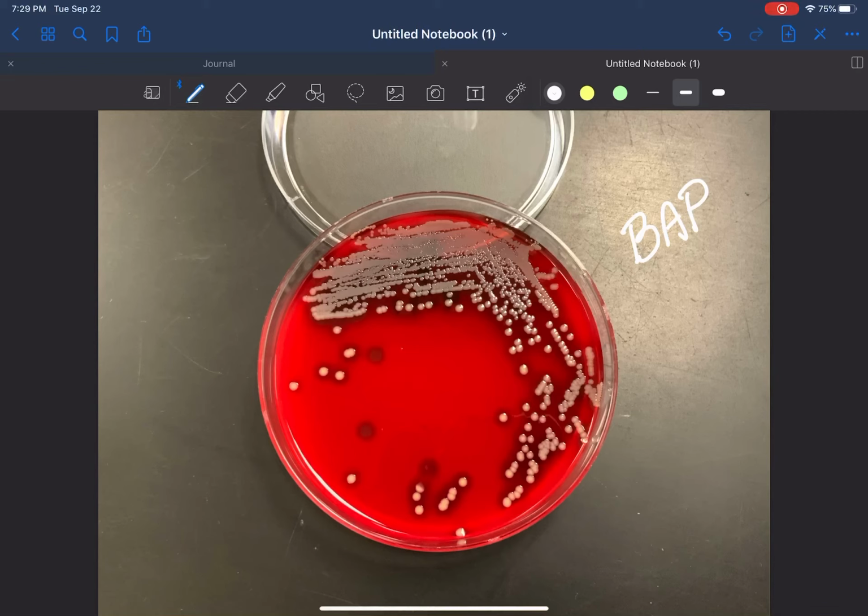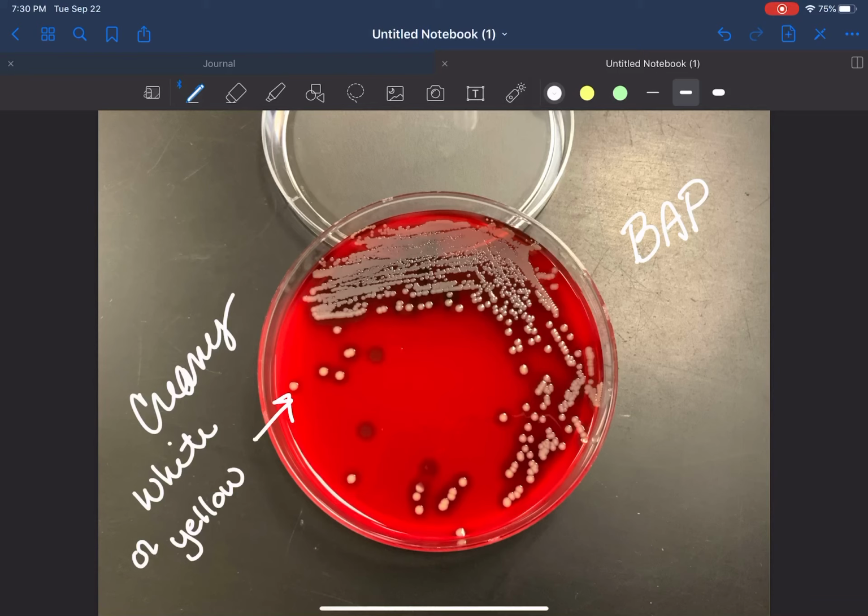So how many organisms do we see? What's the colony morphology? I only see one type of colony, and to me they all look creamy and either white or maybe yellow-ish, okay? On blood agar, we have growth in the first quadrant, the second quadrant, the third quadrant, and the fourth quadrant. So we have many creamy white or yellow colonies on our blood agar plate.